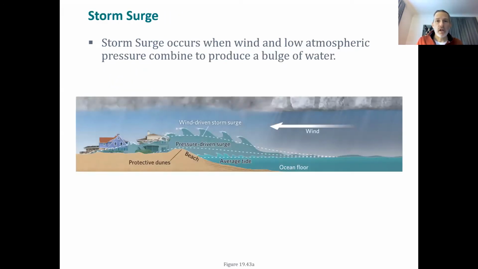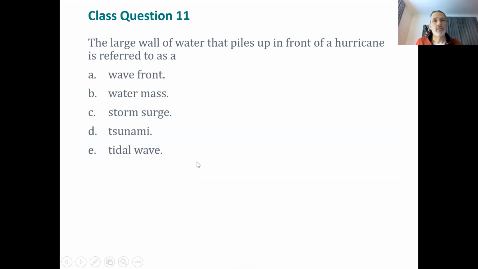So that storm surge, again, is built on average tide height, plus pressure surge and the wind. And so this creates all sorts of problems associated with this bulge of water. And this is what caused water to flow in from the Gulf of Mexico up into Lake Pontchartrain with Hurricane Katrina. After the water filled Lake Pontchartrain, as the water was rushing back, it broke some levees and flooded out portions of New Orleans. So the large wall of water that piles up in front of a hurricane is called the storm surge.